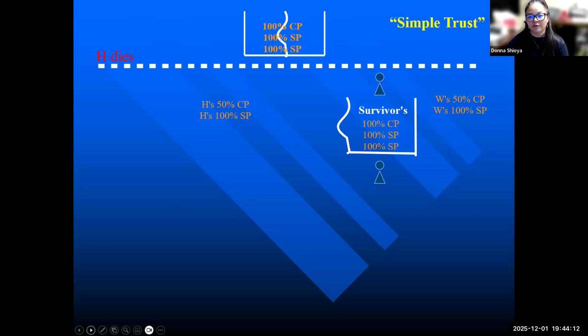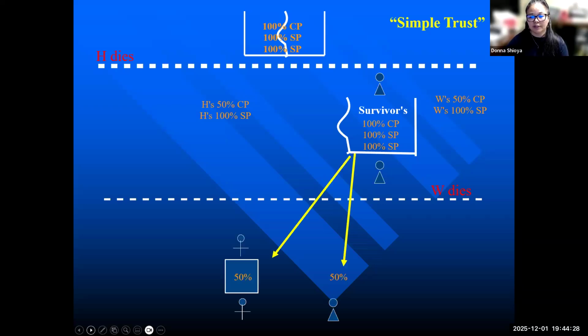So in an all to the survivor's trust, or the simple trust, what ends up happening is all of the property just ends up in the survivor's trust. Okay. So then when the wife passes away in this scenario, whatever's left over will go to the kids. In this circumstance, we said 50-50, but here we said in trust for maybe one child and outright for the other child. So when would you do something outright for one child, but in trust for the other?